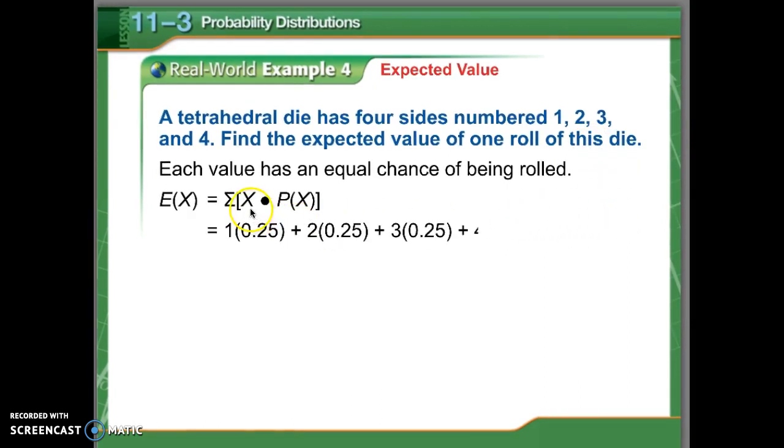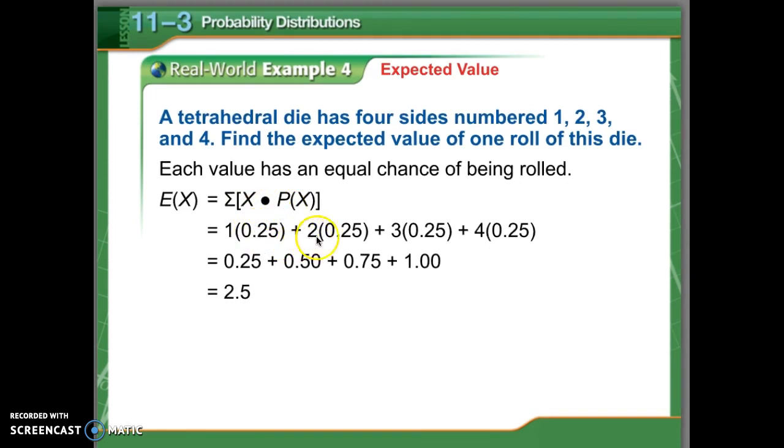So the first outcome is 1, and the probability of that is 1/4, 0.25. The second is 2, and then times 1/4, 0.25. 3 times 0.25, 4 times 0.25. You sum up all of those, and you get 2.5. So the expected value essentially is kind of like the average. The average value of what you would roll is like 2.5.